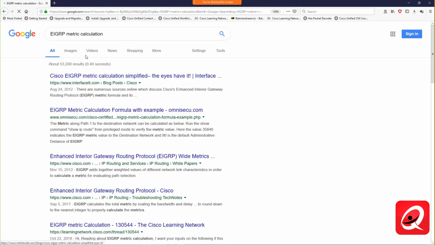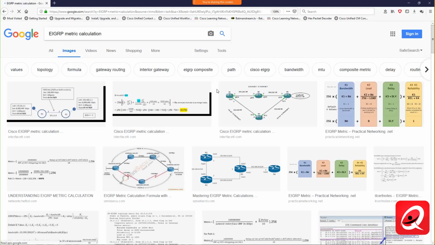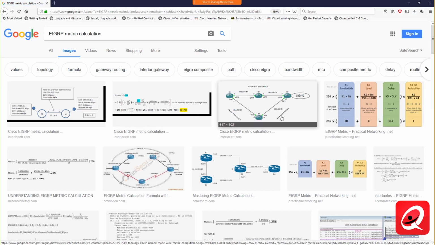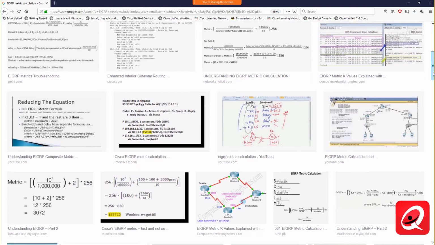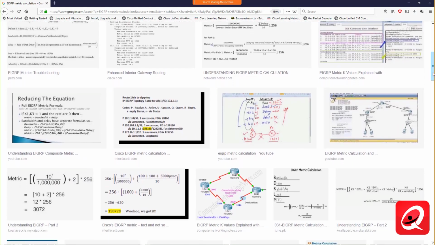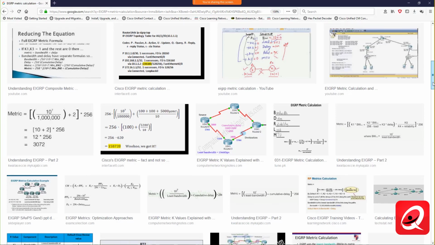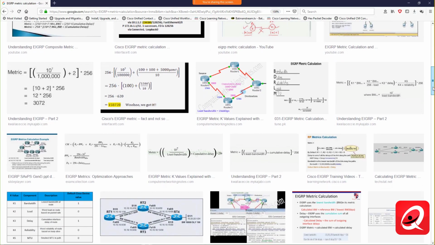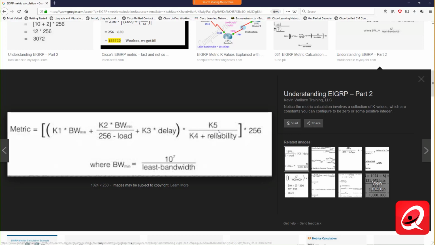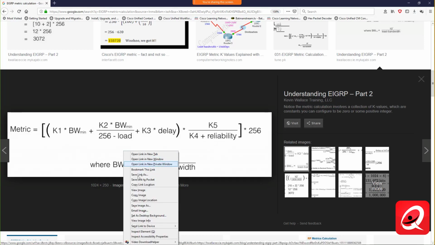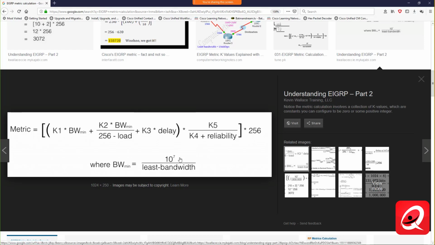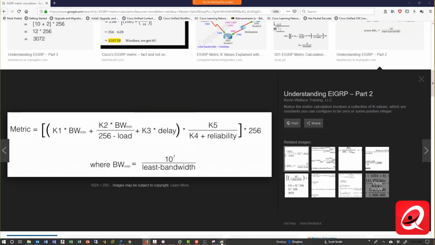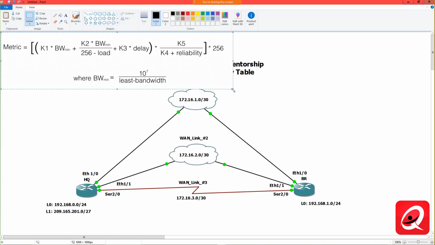And we will see, hopefully I'll be able to find a pretty decent picture here because we were looking at this the last time. The overall metric calculation, there's several K values that are involved, but let me see if I can find a nice clean picture of, yeah, there we go. That'll work perfectly. Okay, so I'm going to copy this image so that we can paste this into our document here.